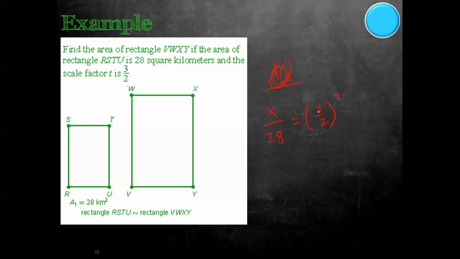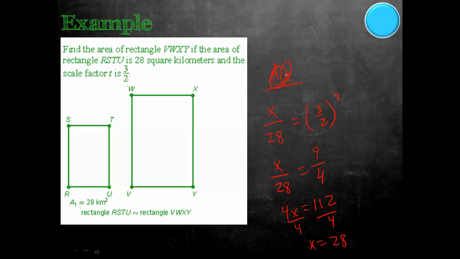All right. Now remember, when we're squaring a fraction, you have to square both of the numbers, the 3 and the 2. So this can be x over 28 equals 9 over 4. 3 times 3 is 9. 2 times 2 is 4. Now we're just going to cross multiply. 4 times x is 4x. And then 28 times 4 is 112. Divide that by 4. And that's going to give you x equals 28.